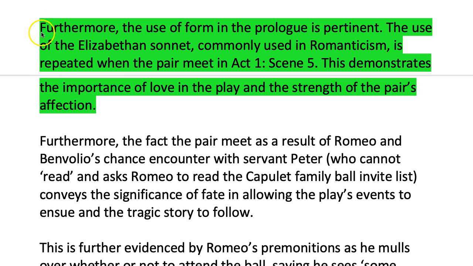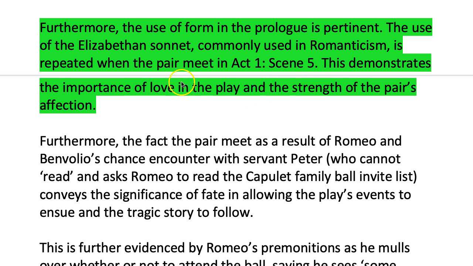So this is Thomas's first reference to the sonnet, and he's going to point out that the prologue is in fact written as a sonnet, which you remember is traditionally a poem about love. "Furthermore, the use of form in the prologue is pertinent. The use of the Elizabethan sonnet, commonly used in Romanticism, is repeated when the pair meet in Act 1, Scene 5. This demonstrates the importance of love in the play and the strength of the pair's affection." So that's not bad. Thomas has given us two purposes for the sonnet.